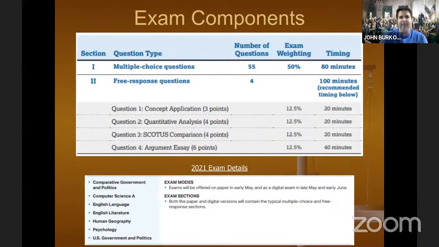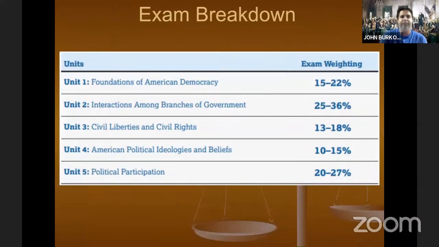Just a quick breakdown of the exam, if you recall. Multiple choice is going to be section 1. You've got 55 questions in 80 minutes. That's awesome. You get more than 1 minute per question. And then once you take that break, you're going to get the free response questions. We'll deal with that at another time. We'll mention some details about this year's digital exam later on, but you've got 55 questions in 80 minutes.